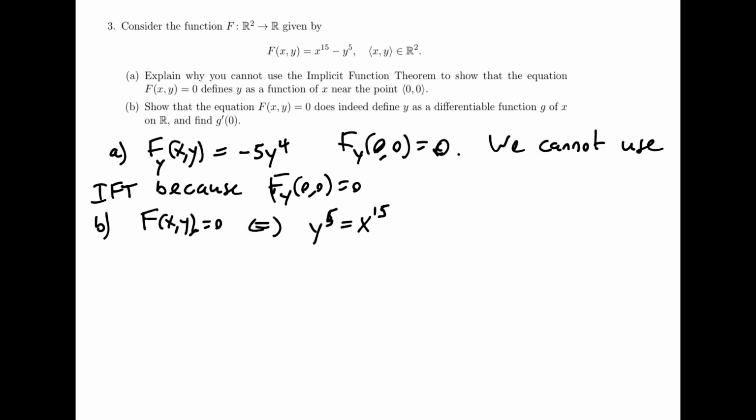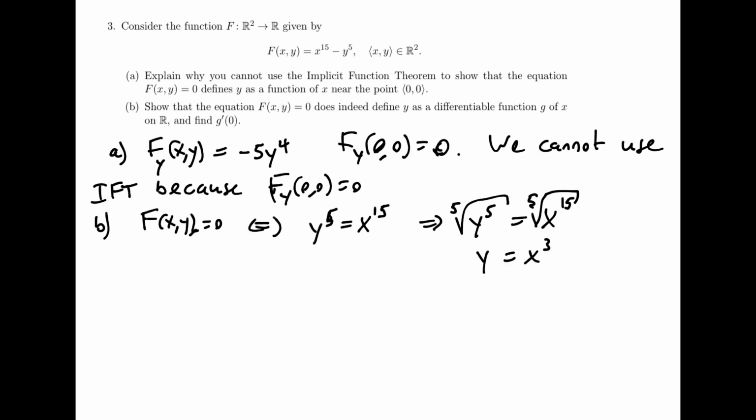We want to write y as a function of x, so let's take the fifth root. If we have this equation over here, we could take the fifth root on both sides of the equation, right? If an equation is satisfied, we can take the fifth root on both sides. And the fifth root of y to the power 5 is equal to y. So this equation is the same as saying that y is equal to x to the third.